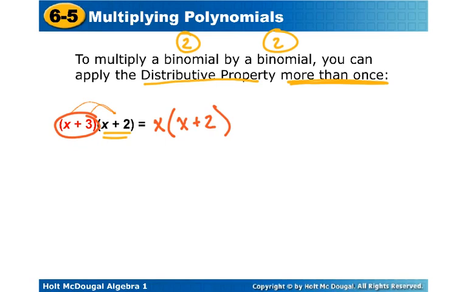Now you have to take this second term in the first binomial, and you still need to distribute it to this binomial. So you apply the distributive property once here, and then the second time here, with taking these 2 terms and separating them. So now what you got to do is what we know to do, and that's distribute. Okay, so we're just going to simplify these by distributing.